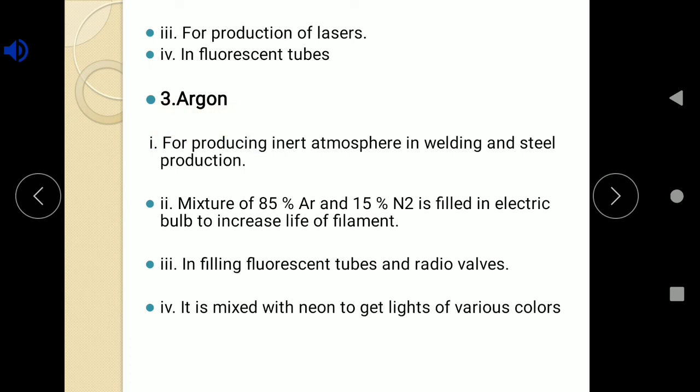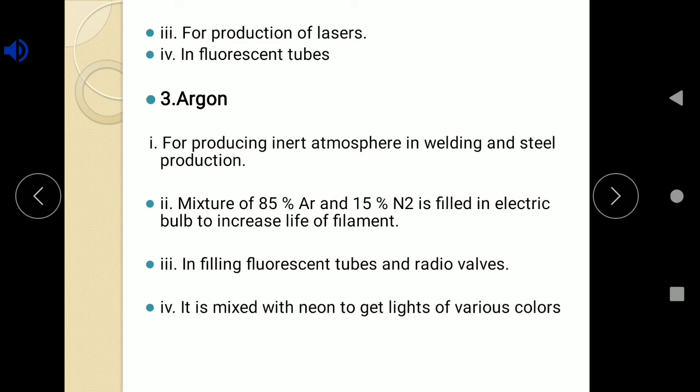Next is argon. Argon is again used to prepare an inert atmosphere for welding and steel production. A mixture of 85% argon and 15% neon is used for filling electric bulbs to increase the life of the filament. So inside the bulb, the inert atmosphere is produced by this combination. Again, in filling fluorescent tubes and radio valves, argon is used. Argon is mixed with neon to get lights of various colors used for advertisement purposes. So these are the uses of argon, and this is all about group 18.